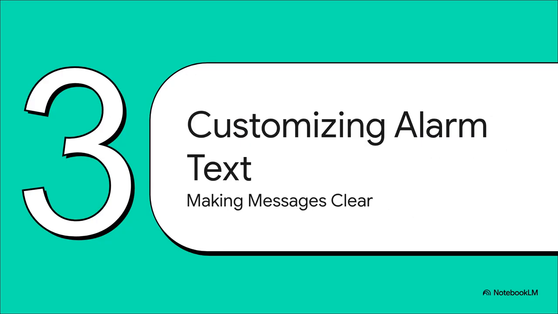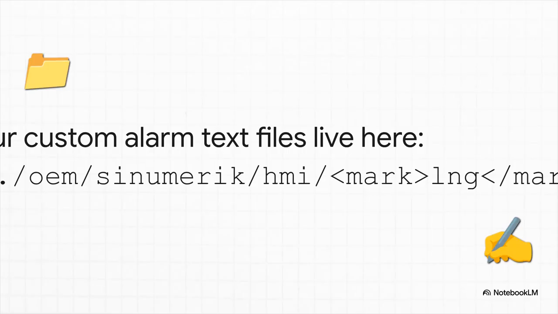Okay, so triggering an alarm number is cool and all, but let's be honest, a number by itself doesn't help an operator who's in a hurry. What we need is clear text. So let's look at how to add our own custom descriptions. This is where it gets really simple. All your custom text lives in basic text files organized by language. You just navigate to this path. Deep inside the HMI folder, you'll see a folder called LNG. That's for language, of course, and that's where the magic happens.